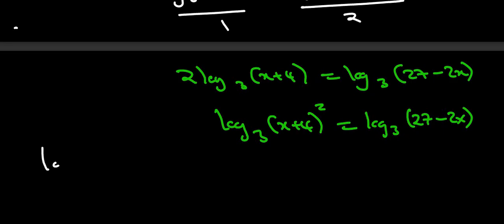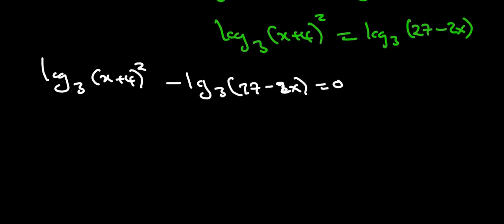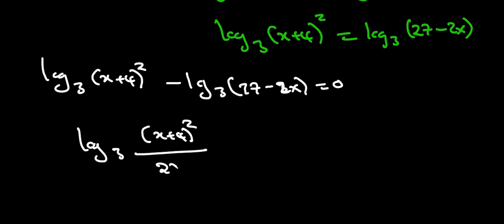So we're going to say log 3 (x plus 4) to the power 2, minus log 3 (27 minus 2x), this is equal to 0. This is going to give you log 3 of (x plus 4) squared over (27 minus 2x). Whenever there is subtraction, it changes and becomes division.